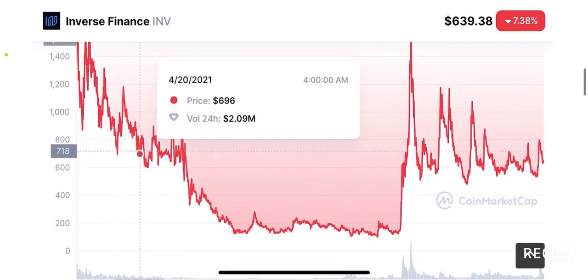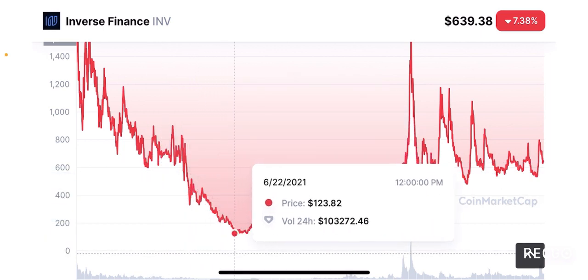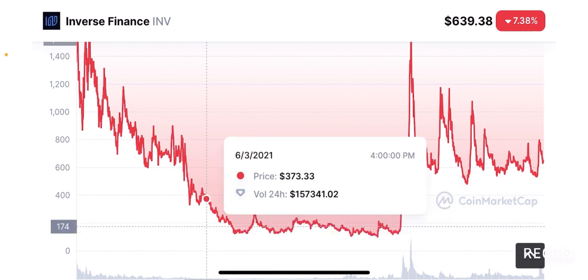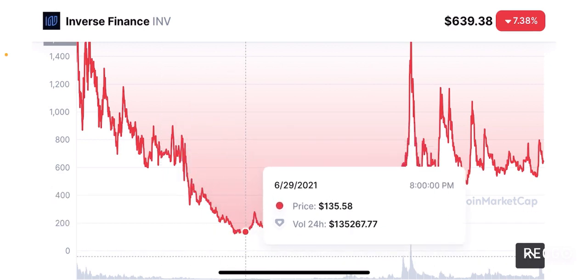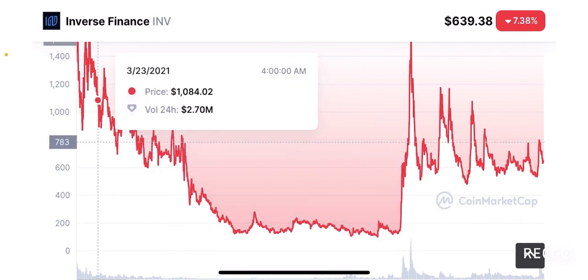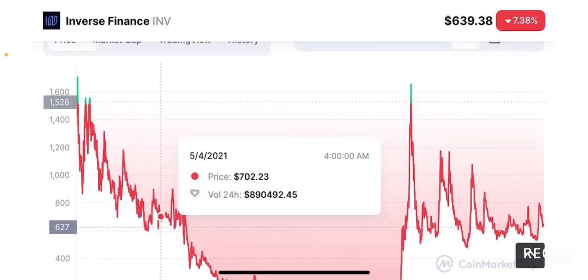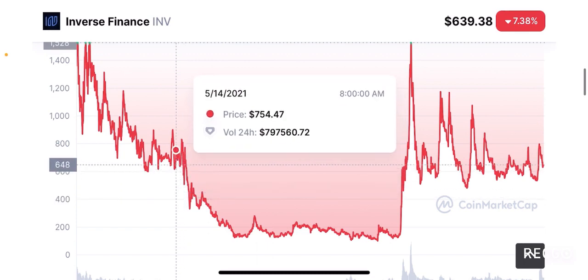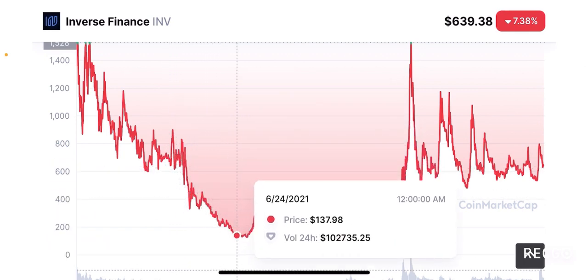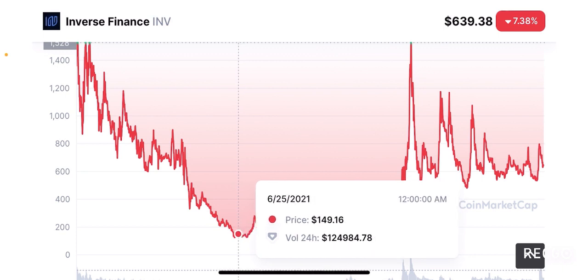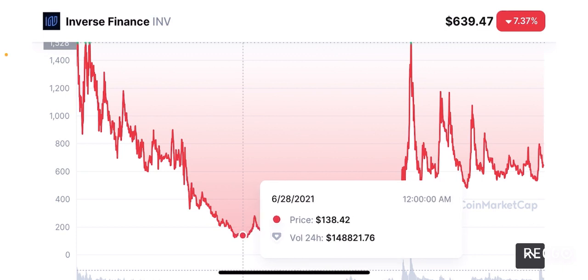Again, it declined till a point where it reached $137.42 as of June, not June, sorry, I think it was June 2021. I think the initial price date was not August, it was March of 2021, right? So as of June, this token was worth somewhere between 128 to 148 dollars per token.